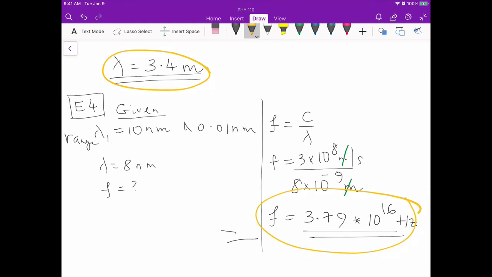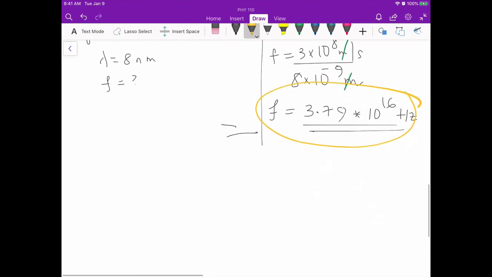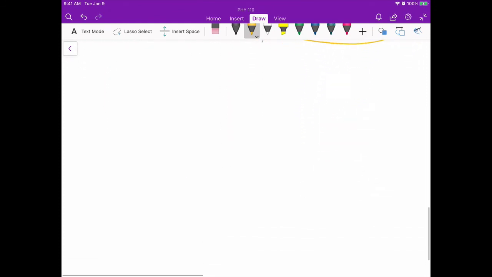Okay, so you can do a lot more similar problems from your textbook. Other than that, this is the end of electromagnetic waves. The textbook has really other good questions, but we're just trying to limit ourselves to the level of the material.